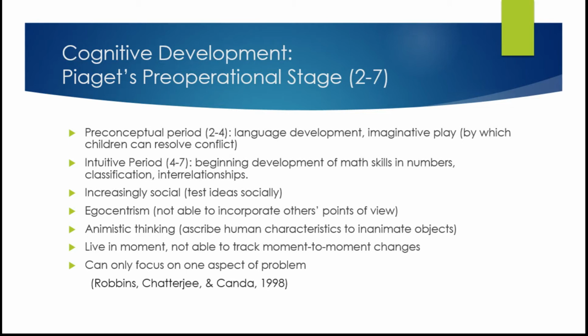And similarly, they can really only focus on one aspect of a problem. So one thing that often happens at this stage is parents try to say, Johnny, I want you to go upstairs, get your slippers, and come back downstairs. Those kinds of sequential directions are going to be very hard for a child at this age because they can only focus on one thing at a time.